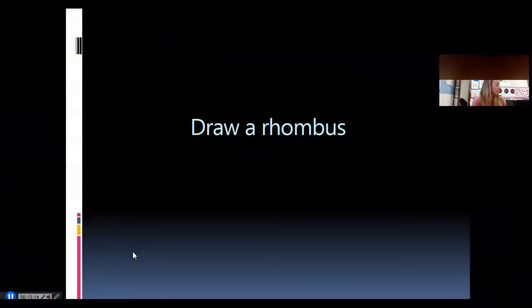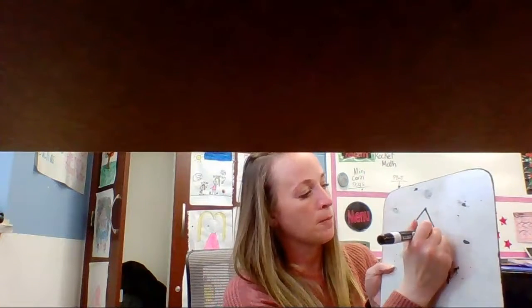All right, let's try another one. Can you draw me a rhombus? How do you draw a rhombus? You remember? Well, you could draw a square because remember, a square is a rhombus. But how do you draw a rhombus? Well, a rhombus can be a triangle top and a triangle bottom. That's how you draw a rhombus.